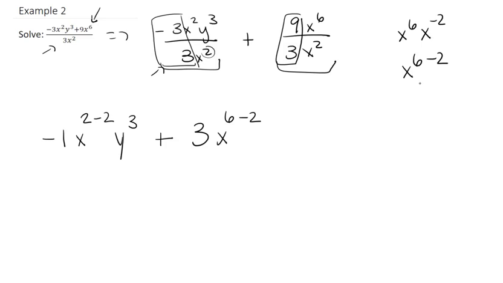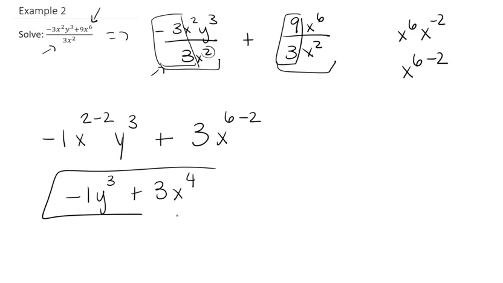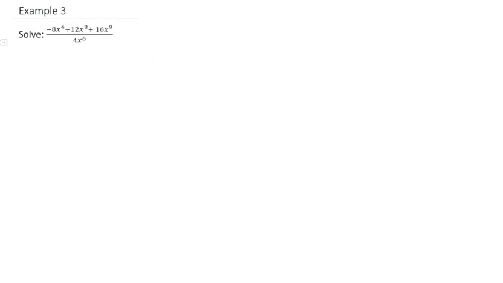So now we're done, except we need to simplify. So we have negative 1. Now this 2 minus 2 actually just makes this whole x cross out, and so we're left with just y to the third. Plus 3x, 6 minus 2 is 4. And this would be our final solution. Now let's go ahead and look at one last example.